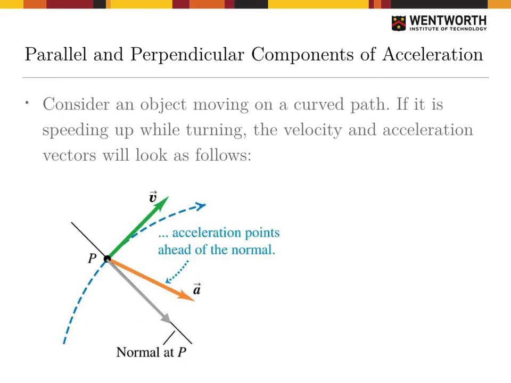Before moving on, let's look at the components of acceleration a little closer. Suppose we have an object moving around a curved path as shown here. If this object is speeding up while turning, the acceleration will be represented by the orange vector. Note that the black line labeled normal at P is simply just a line that is perpendicular to the path of the object. Normal is just a fancy way of saying perpendicular to.